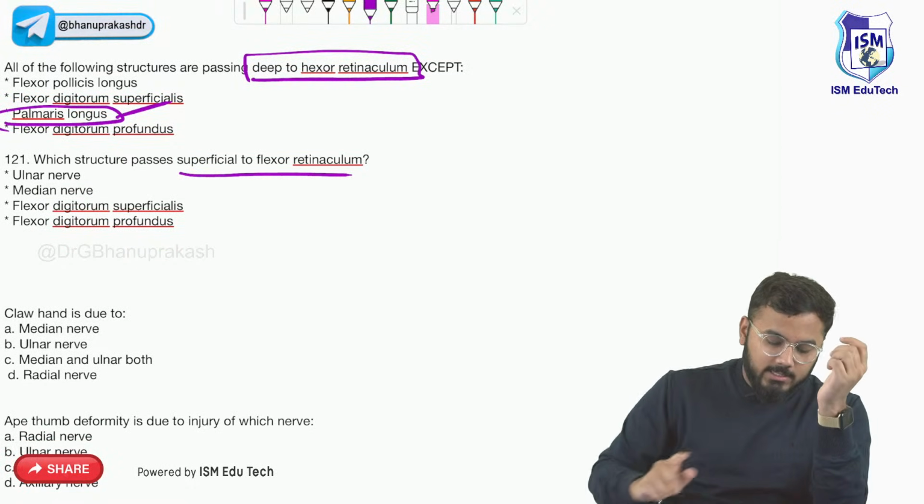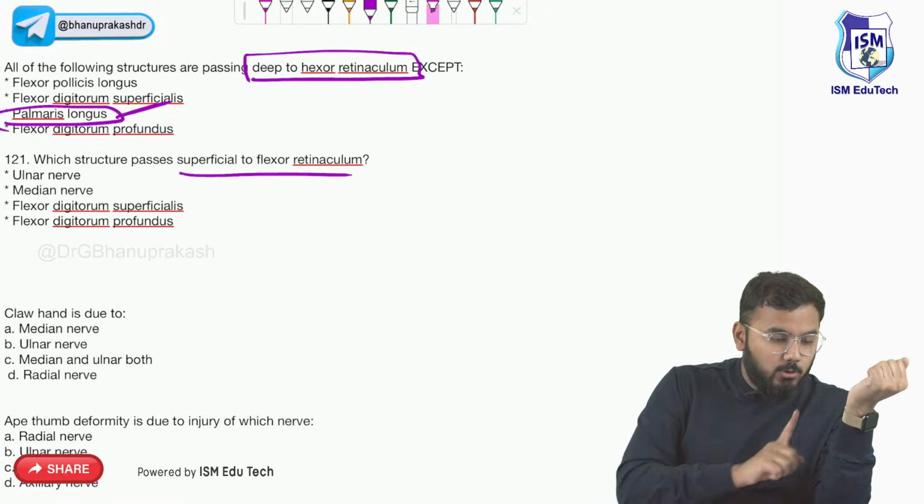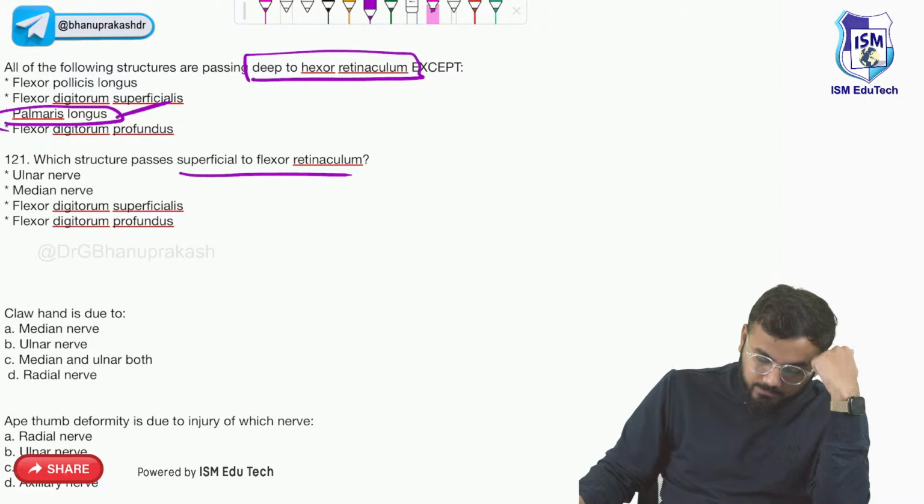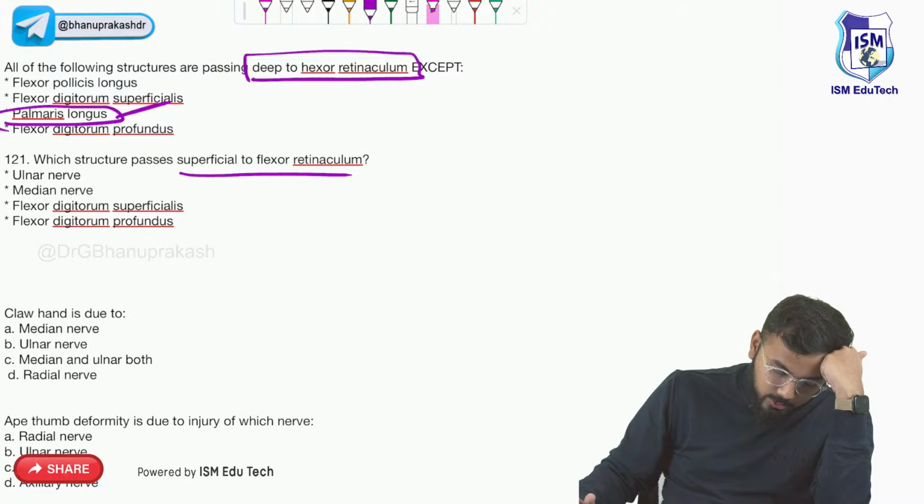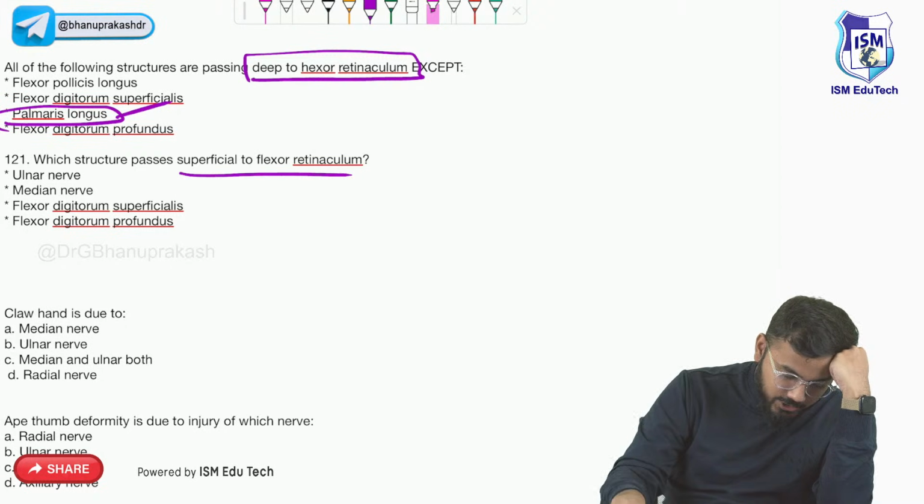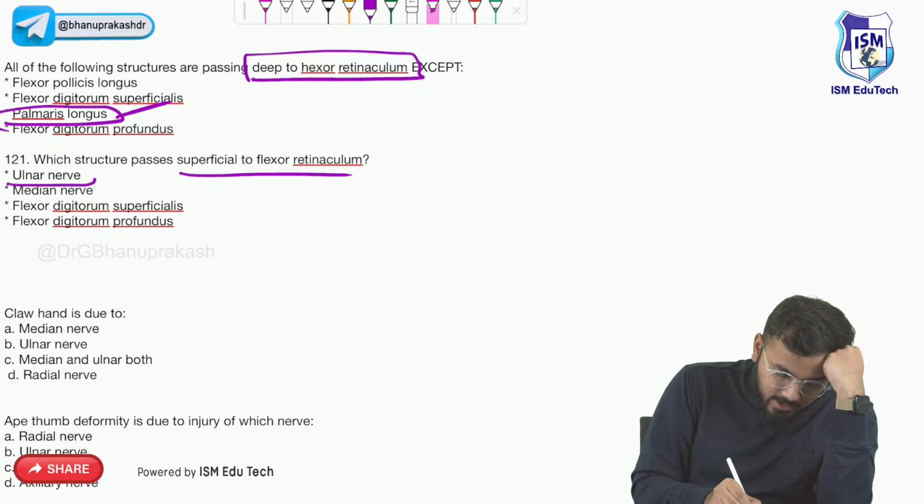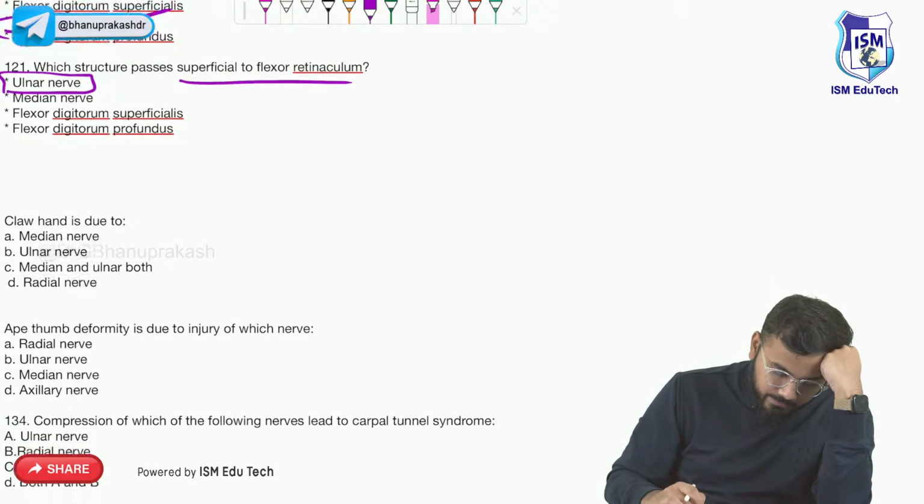Superficial, Pinunchi, what is that? What is that nerve which goes Pinunchi? Pinunchi nerve. Very good. Ulnar nerve. Shivanshu Kumar, perfect. Ulnar nerve. Very good, Shivanshu.